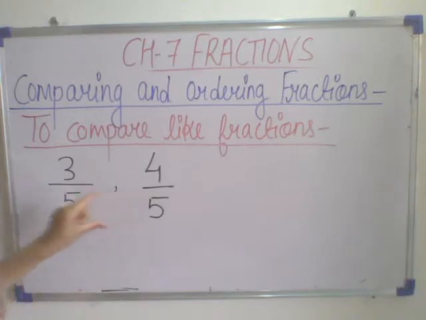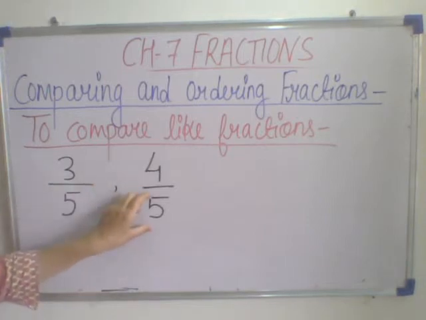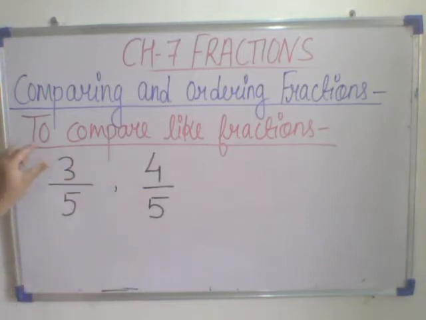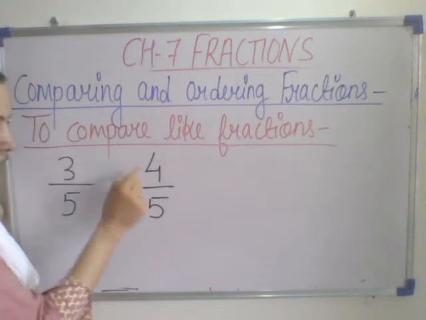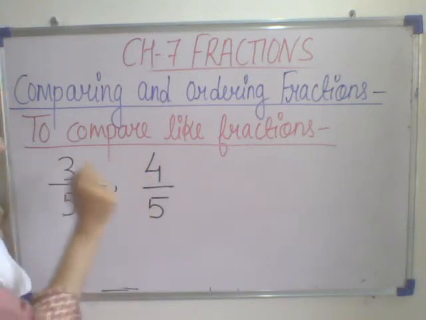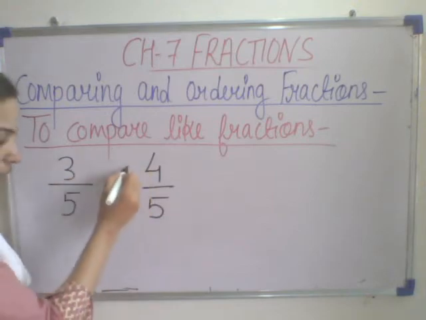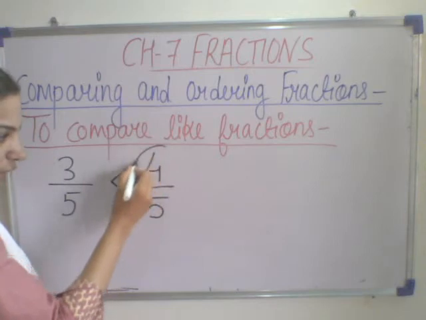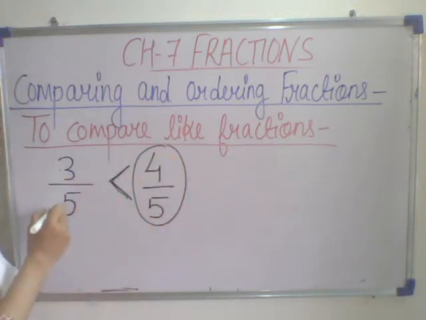For like fractions with the same denominator, the fraction having the greater numerator is greater. Here the numerator is 3 and here the numerator is 4. So which one will be greater? 4 is greater than 3. So we can say that 4 upon 5 is greater than 3 upon 5.